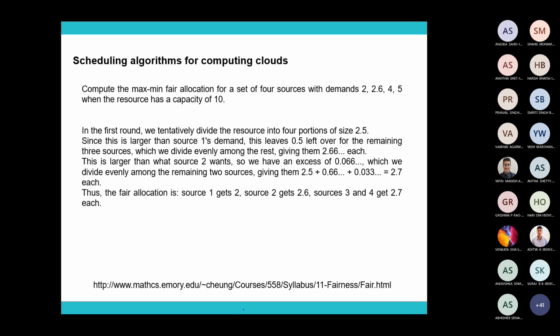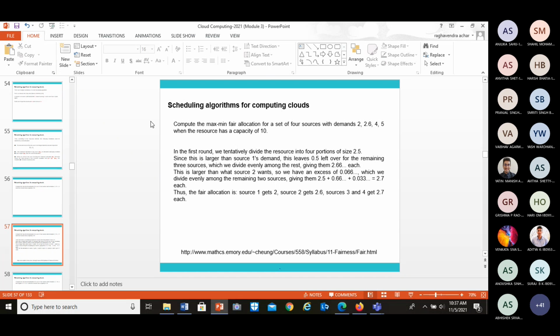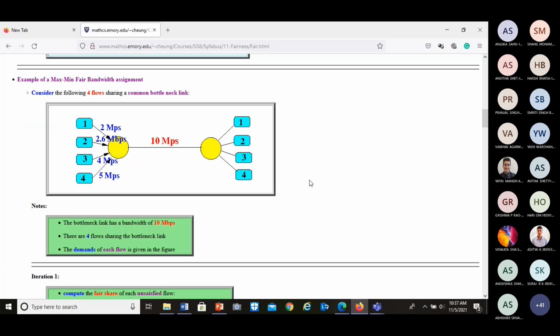According to max-min, this is how it is allocated. The resource allocated should always be less than or equal to what they have requested. Even when you distribute equally, if they would get more, you should not allocate more. Whatever they have requested, only that much you allocate. The same example is given here as a pictorial representation.